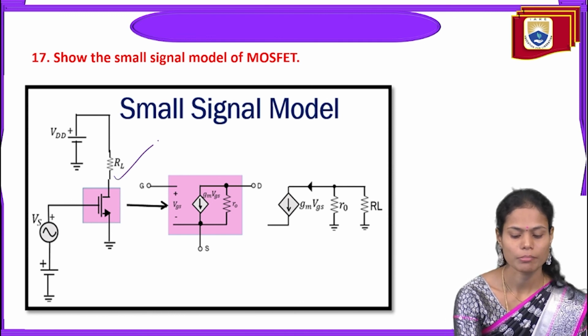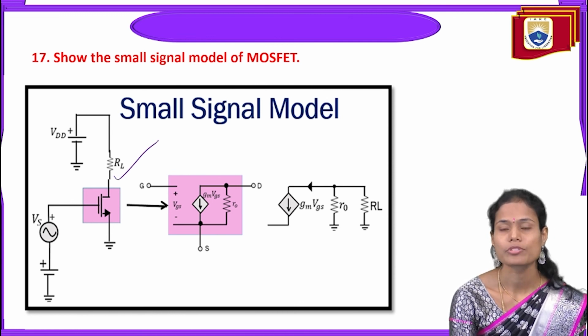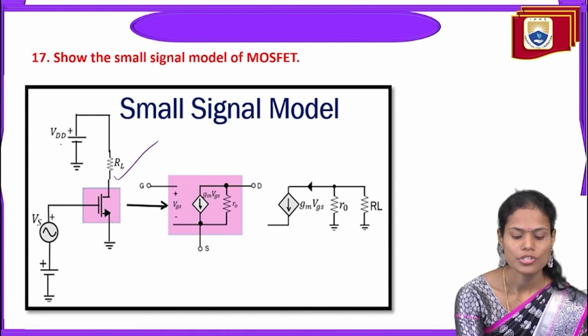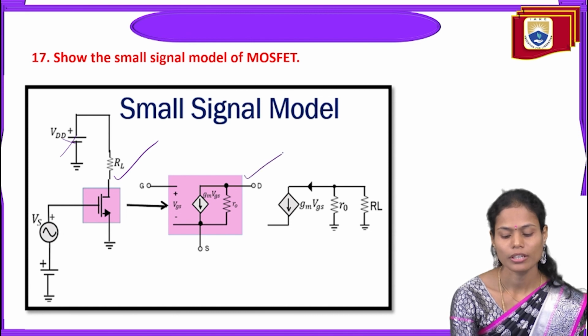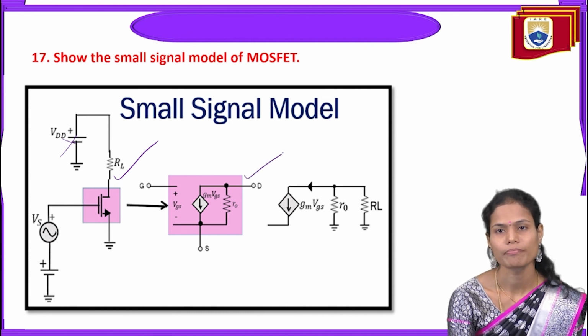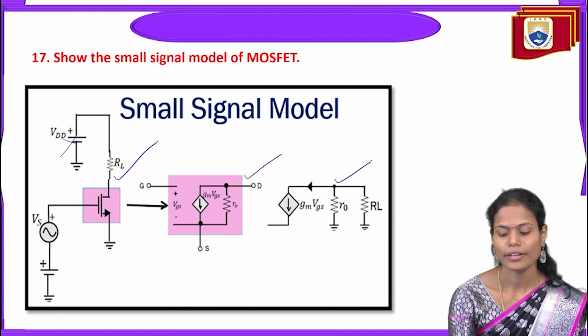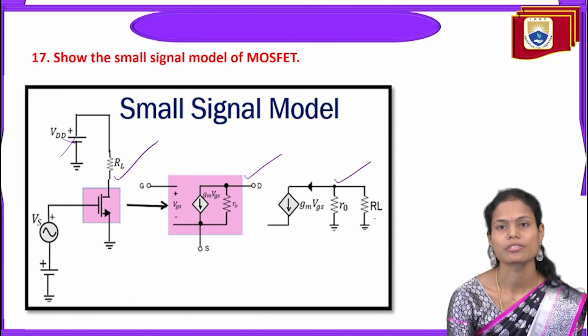Show the small signal model of MOSFET. So here I am considering the MOSFET. So to draw the small signal model, we have to short or ground all the DC sources, that is VDD. We need to short, and we have to short all the coupling capacitors which are present in the circuit. And after that, we have to draw the small signal model of that one. And along with the load resistor, this one is the same.